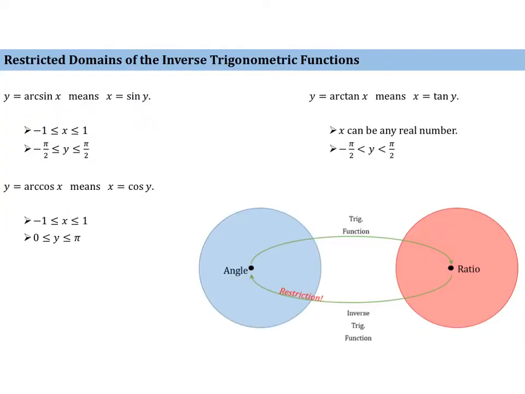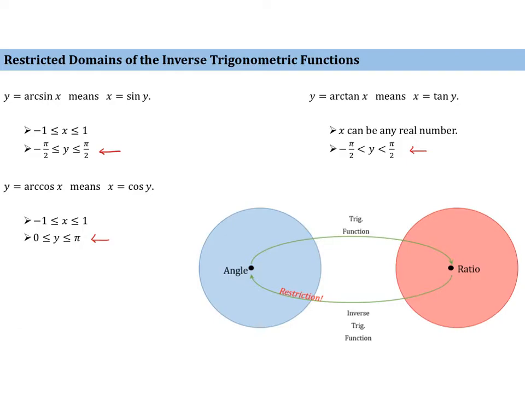So as we look at our composition of functions, it will be important to remember the range restrictions of the inverse trigonometric functions. So remember that arc sine outputs values between negative pi over 2 and pi over 2 inclusive. Arc cosine outputs values between 0 and pi inclusive. And arc tangent outputs values between negative pi over 2 and pi over 2.